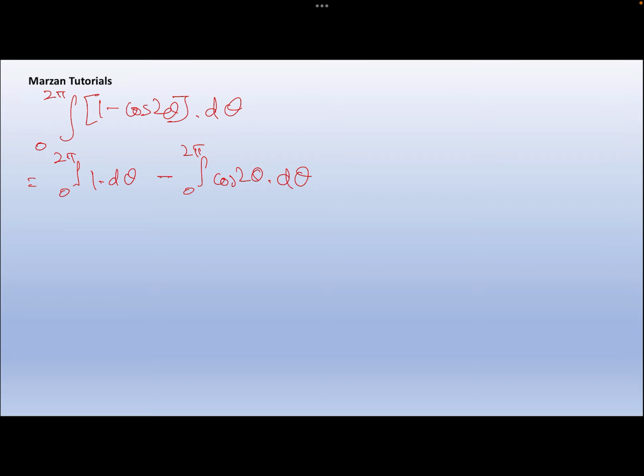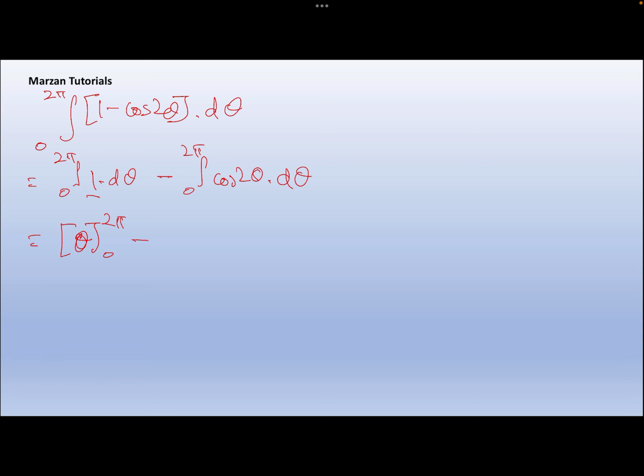Now let us assume that we are having the integration from 0 to 2 pi of 1 minus cos 2 theta d theta. Understood? So I will open the integration. It will become integration of 0 to 2 pi 1 d theta minus 0 to 2 pi cos 2 theta d theta. Now integration of 1 is how much? Integration of 1 is x, so with respect to d theta, it is only theta. Theta from 0 to 2 pi, upper limit and lower limit.